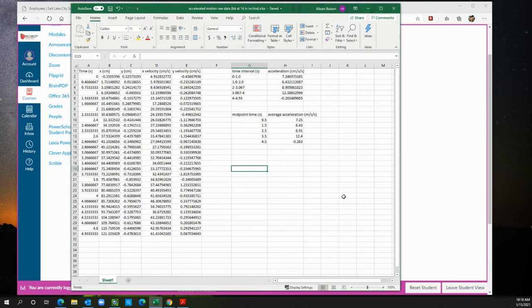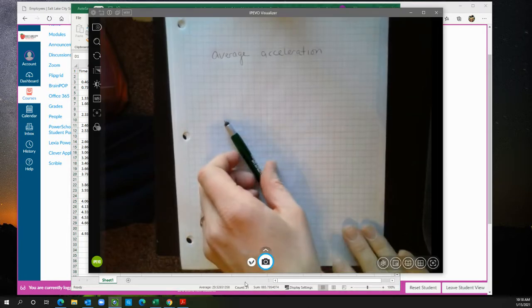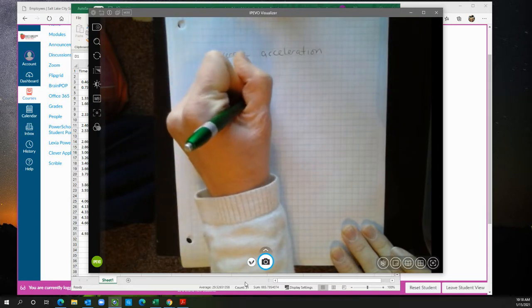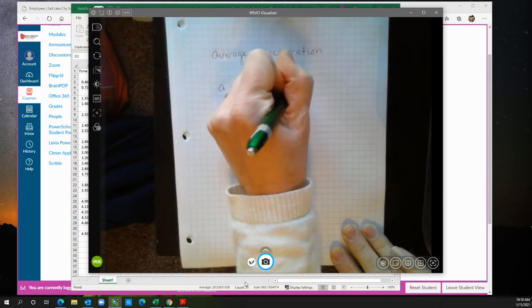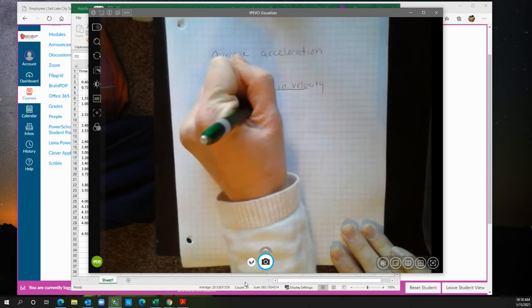So here's that data in Excel spreadsheet form. And again, we're ignoring position in the x direction, position in the y direction, and velocity in the y direction. We're only looking at time and velocity. And the idea behind this is that we define average acceleration as change in velocity divided by time interval.